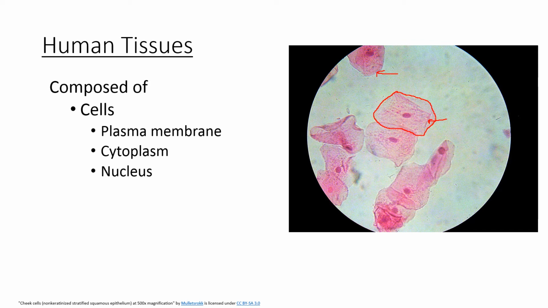Now, when we look at cells in a microscope, the most prominent organelle that we're going to see is the nucleus. And you'll hopefully recognize that these dark, kind of oval-shaped magenta structures are the nuclei for these cells. And since these are simple squamous epithelial cells, each cell has one nucleus. The cytoplasm, by the way, is the material that the nucleus is suspended in.